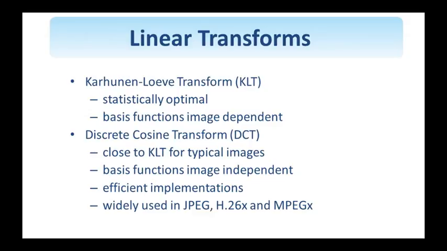The basis functions of cosines are independent of the image, therefore they do not need to be transmitted to the decoder. Since it's widely used in standards such as JPEG, the family of H.26x video compression standards, and the family of MPEG standards, there are also efficient implementations of the DCT, embedded implementations, or even dedicated chips to perform the discrete cosine transform. Before we proceed, let's establish some notation.